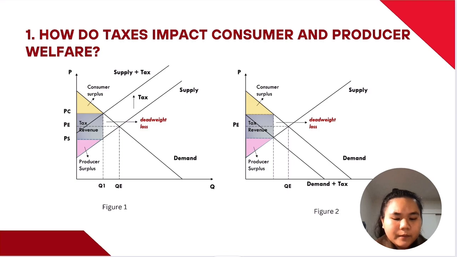The equilibrium quantity falls, which results in deadweight loss. Both supplier and customer would benefit from a market at equilibrium. This leads to inefficiency in the market.